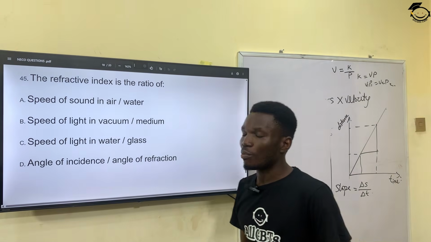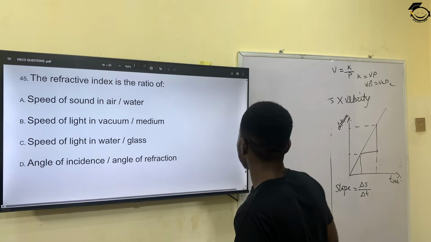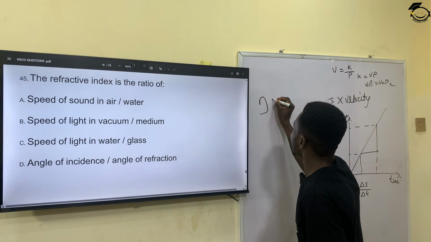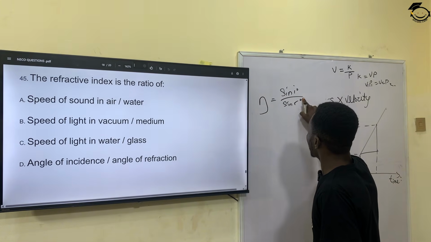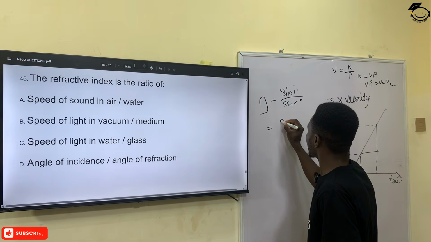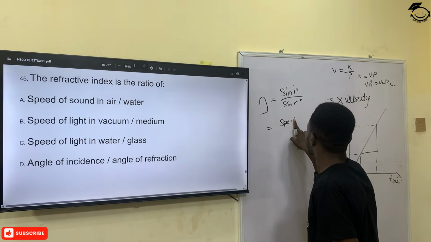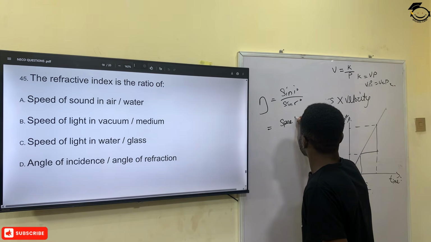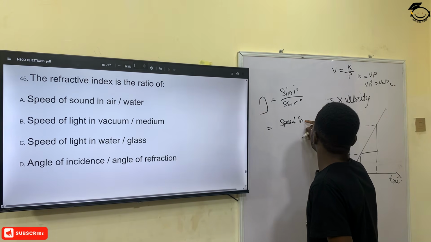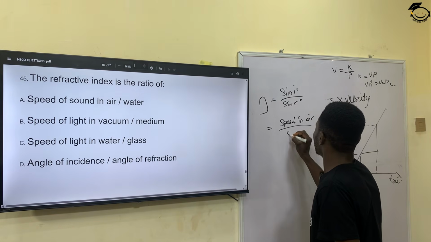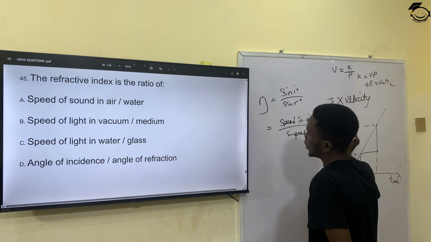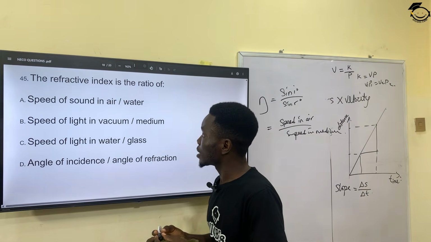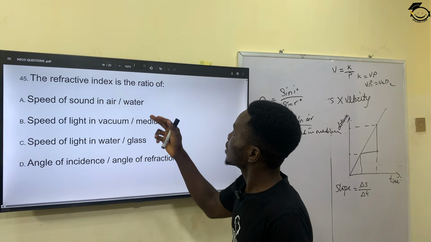So we have many formulas for the refractive index. We have formulas such as saying that the refractive index is equal to sine i over sine r. We can also say the refractive index is equal to speed in air over speed in medium, and so on and so forth. But in this case, we have the refractive index.